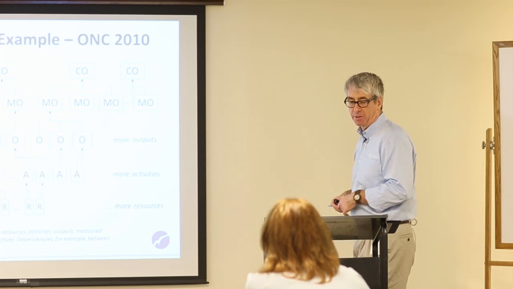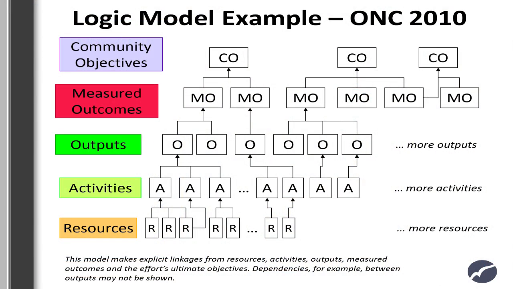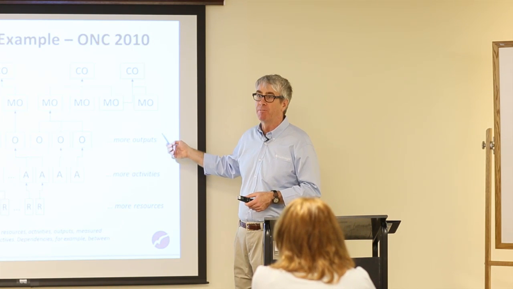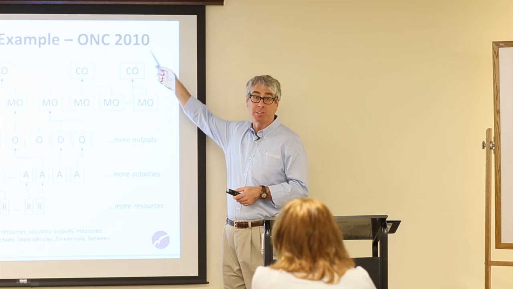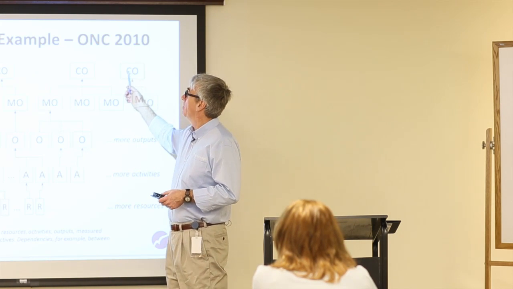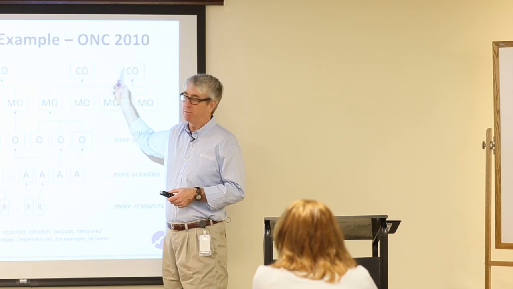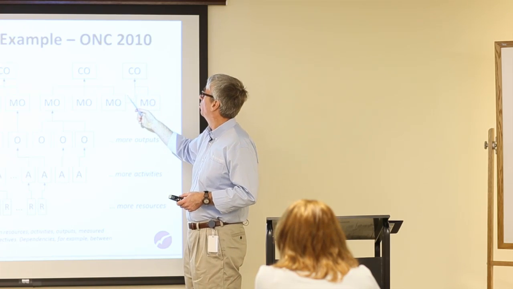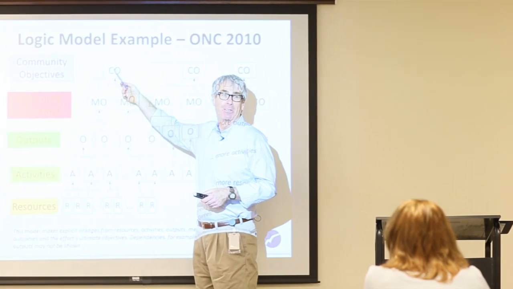And as I said, third level. This is another logic model example. This came from the Office of the National Coordinator for Health Information Technology. This was a required element when one was applying for funding from them at this time. They asked you to name the ultimate community objectives. What community objectives would be why the measured outcome matters.